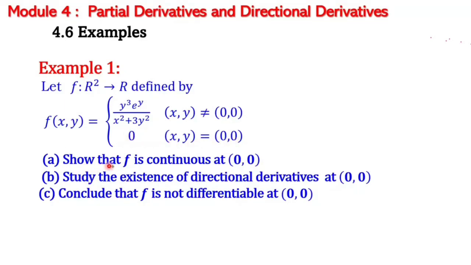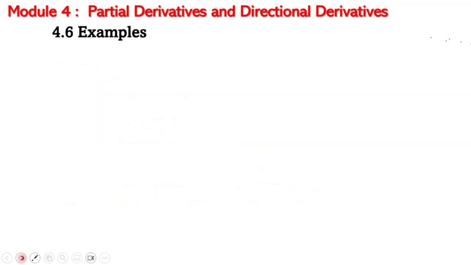We have to prove that f is continuous at (0,0), and then we have to show the existence of the directional derivative at (0,0) for any direction vector v, and then conclude that f is not differentiable at (0,0). So it is continuous but not differentiable. Okay, so let's start.